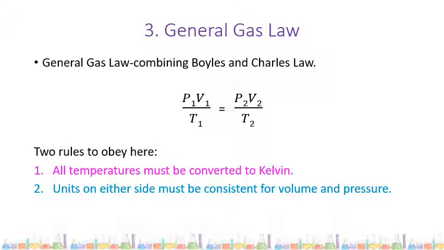All of your temperatures must be converted to Kelvin, and units on either side must be consistent for volume and pressure. It doesn't matter whether you use pascals or kilopascals, as long as the pressure unit on both sides is in the same unit. The same for volume. You can use centimeters cubed or meters cubed as long as you're using the same on both sides.